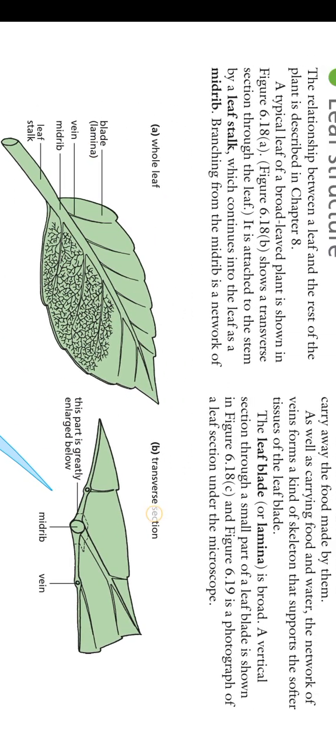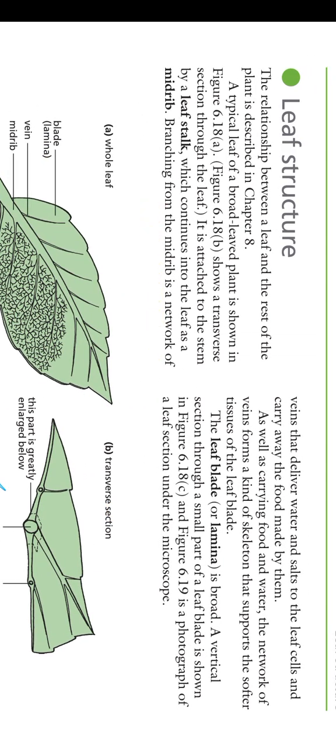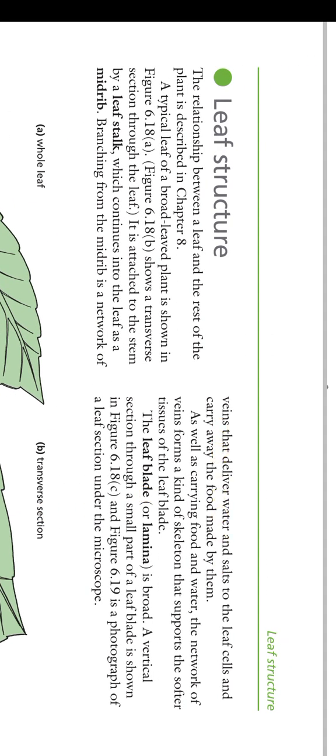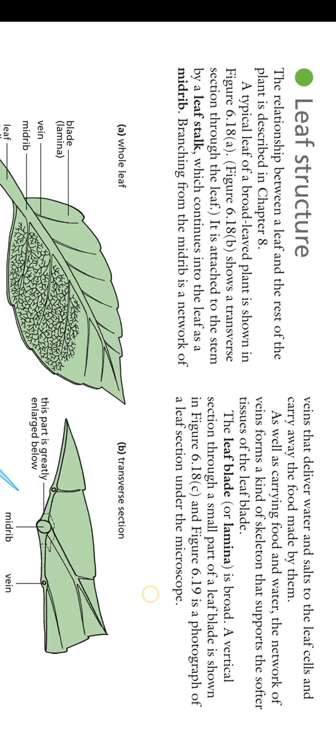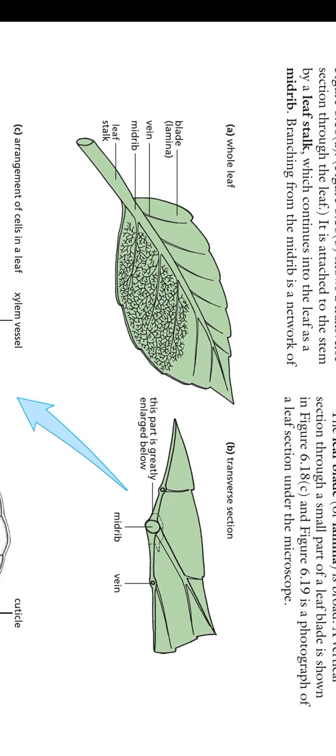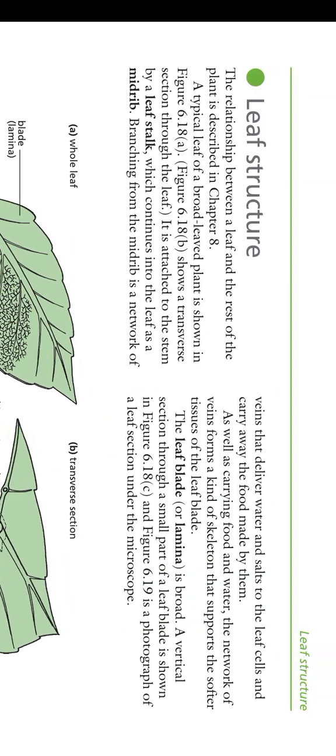So we can say branching from the midrib is the network of veins that deliver water and salts to the leaf cells and carry away the food made by them. As well as carrying food and water, the network of veins forms a kind of skeleton that supports the softer tissue of the leaf blade. So the leaf blade, or lamina, is the broad part. This whole thing is the leaf blade, that is the lamina.